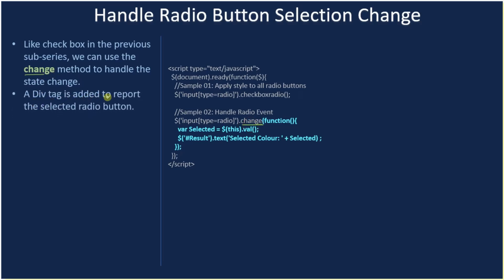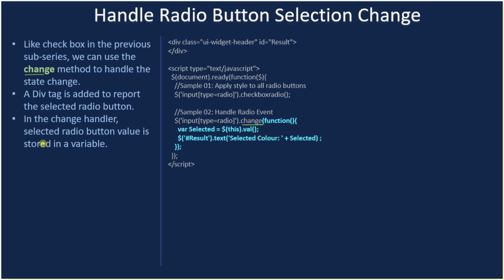A div tag is added to report the selected radio button, the same way we did in the previous subseries for checkbox. Here we have a dummy div placeholder just to report the selection change event. In the change handler, the selected radio button value is stored in a variable. So this is the change handler, and we know that this handler here is a common handler.